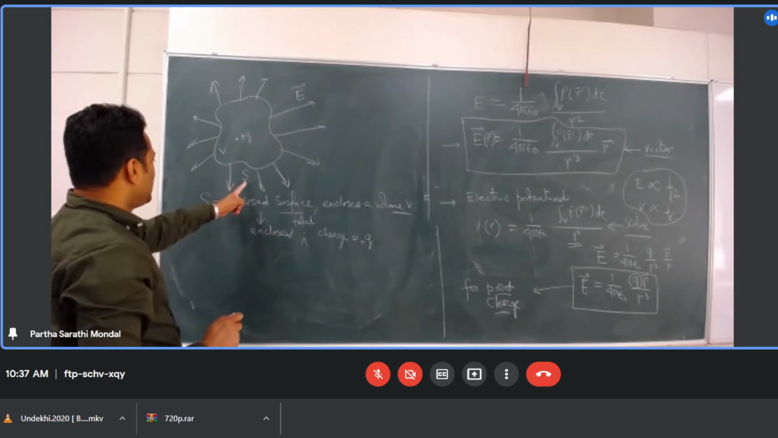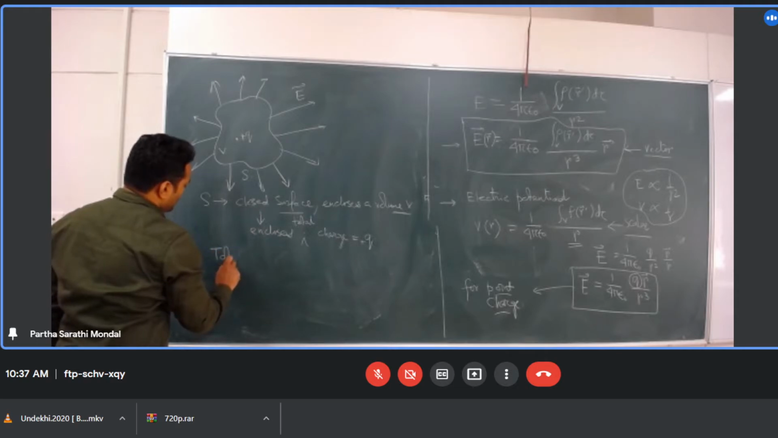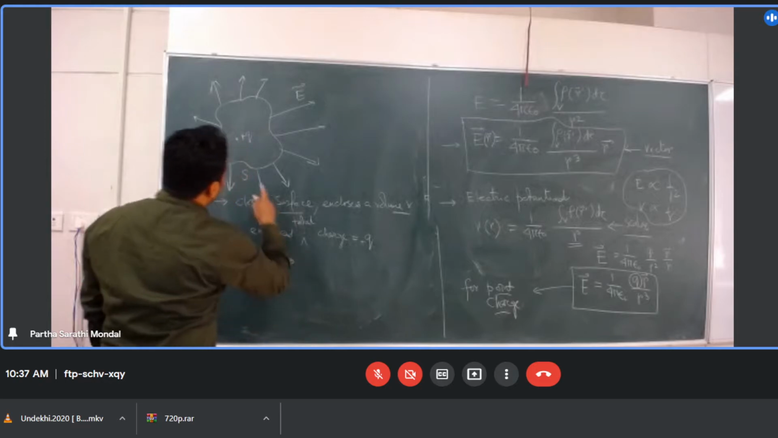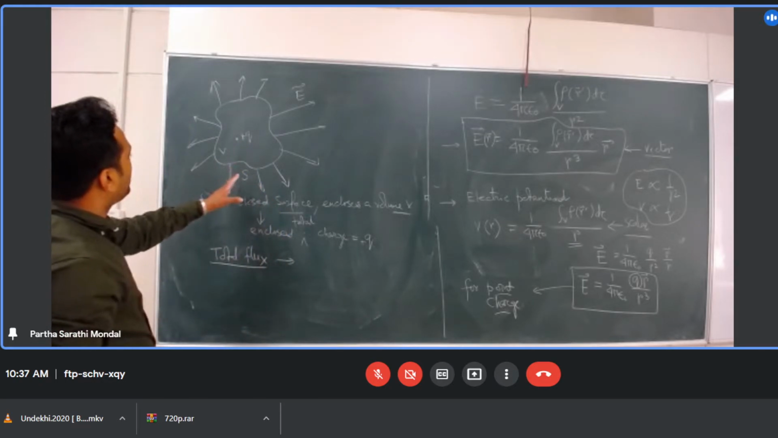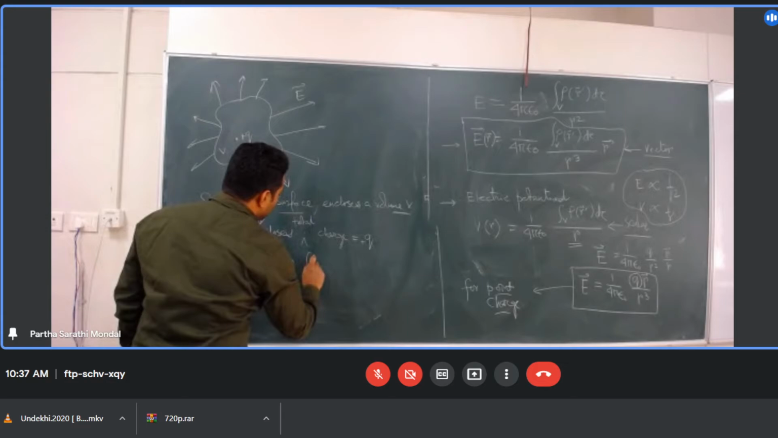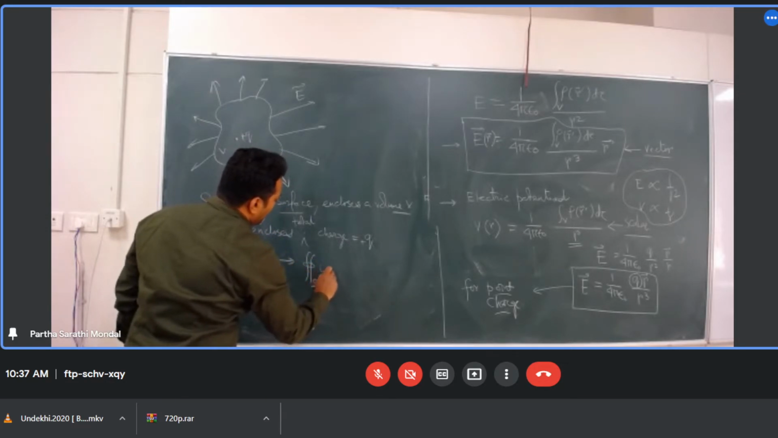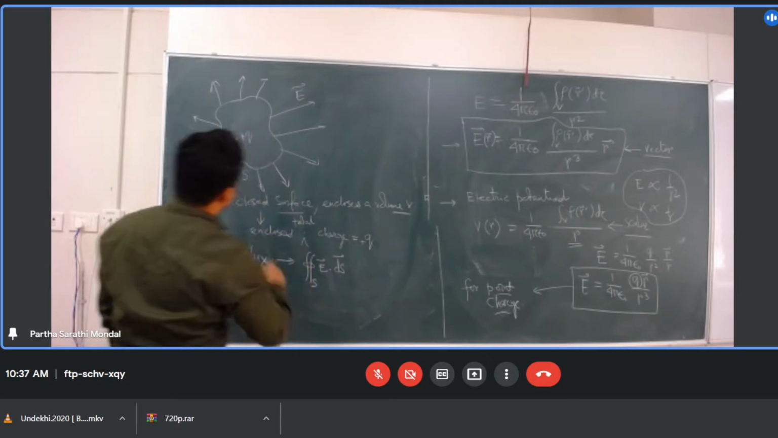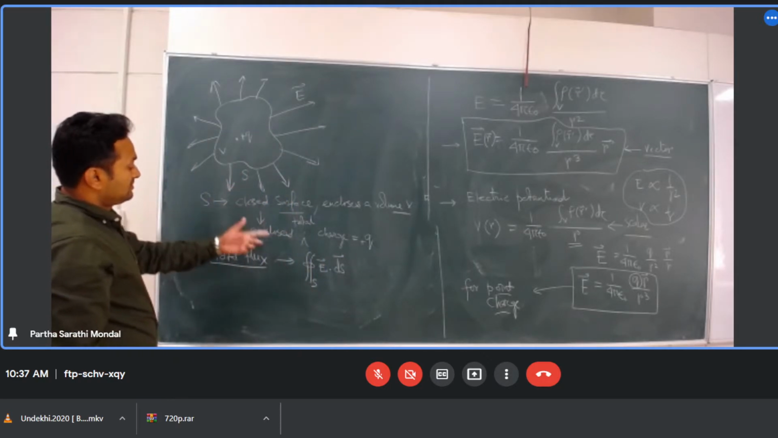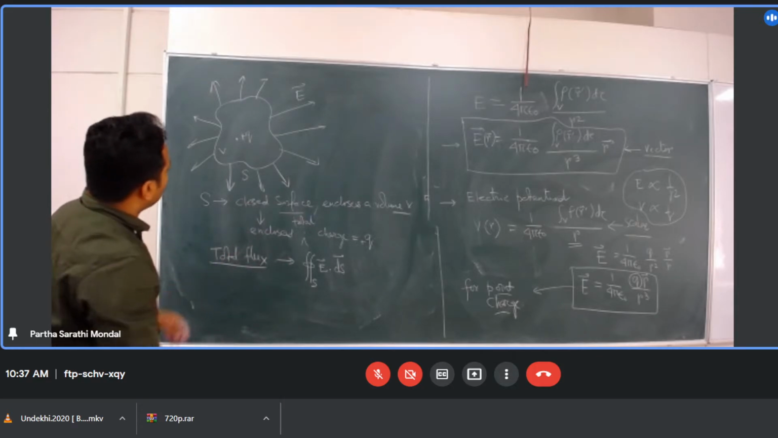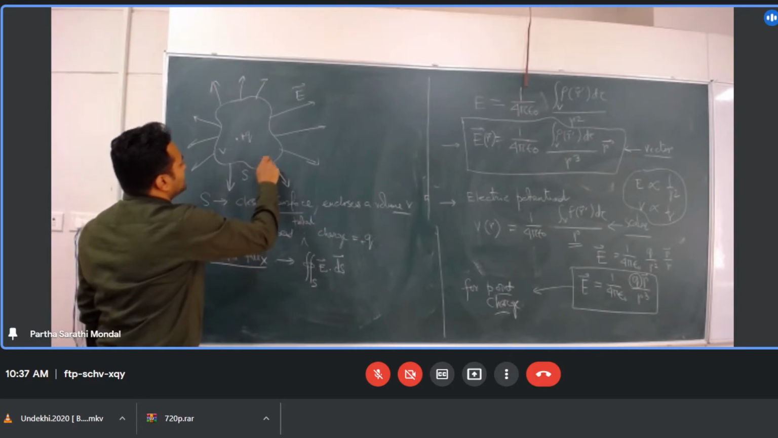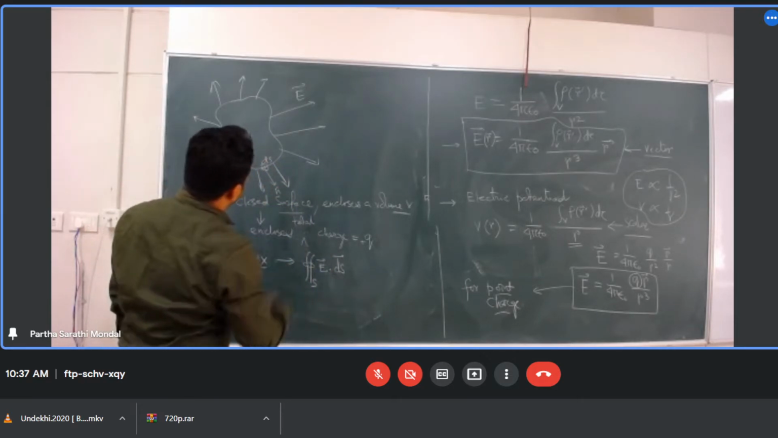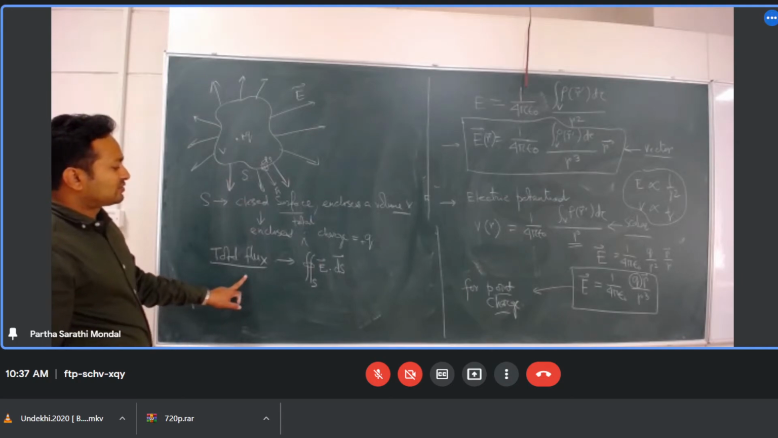So what is the total flux? Total flux is nothing but the surface integral of the electric field, E dot dS. Okay, dS is what? dS is the vector form of the element. I took a small surface element dS whose direction is n, so dS is n dS. So E dot dS, this is the total flux.